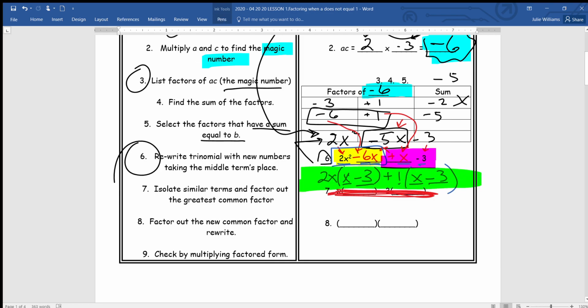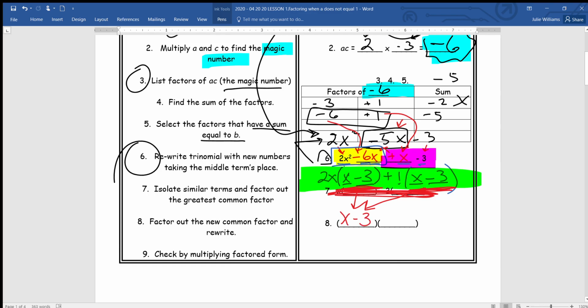This whole thing right here. Now, if you've done it correctly, you'll notice that the quantity, or the expression that's within the parentheses is equal. What's in this set of parentheses here is x minus 3. This is x minus 3 as well. If you've done it correctly, it will be the same. That is one of your final factors, x minus 3.